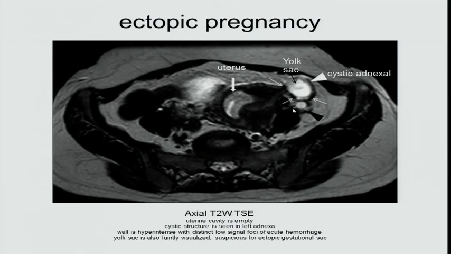Okay, so we see this cystic area over in the adnexa, and we see this little tiny structure that measures about 6 millimeters from outer wall to outer wall. What's that? Okay, and then we see these areas of hemorrhage. So we have a gestational sac and a fallopian tube with areas of hemorrhage.